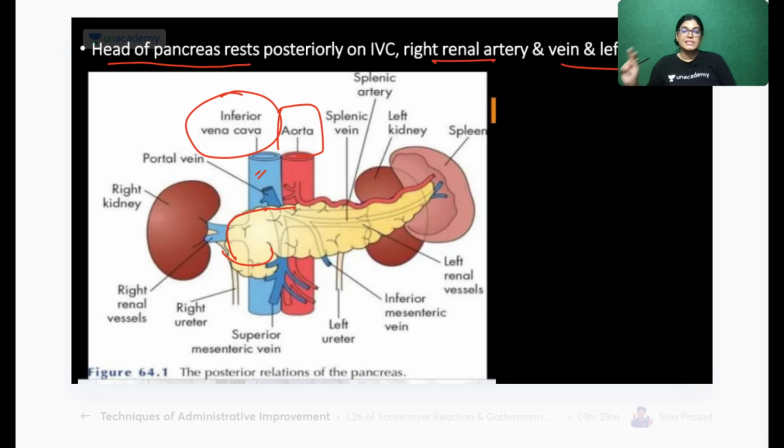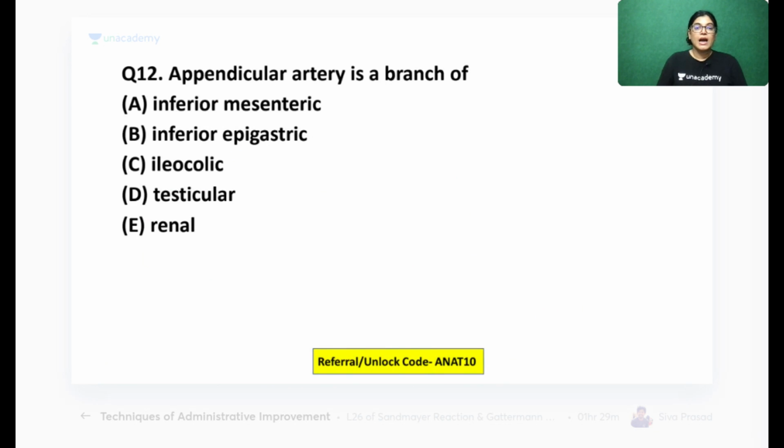So what are the structures lying in the posterior relation of the head of the pancreas? This diagram is showing the posterior relations of the pancreas. The structures resting are the inferior vena cava, both the right and the left renal vein, and also the right renal artery. So please note this down. This is very important for MCQs, knowing the relations of the posterior aspect of the head of the pancreas, everyone. Let's move on to the next.